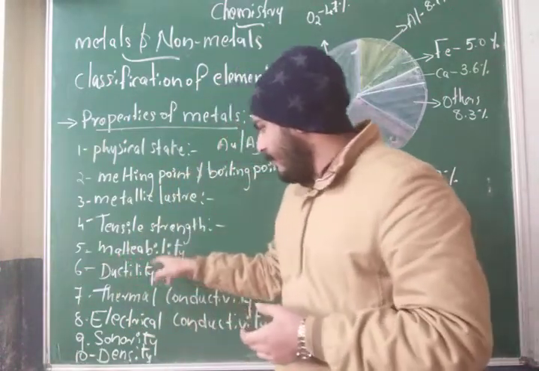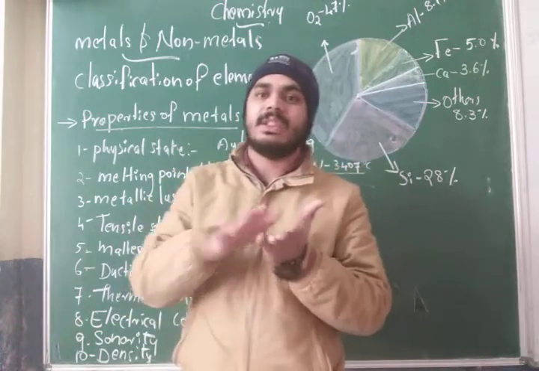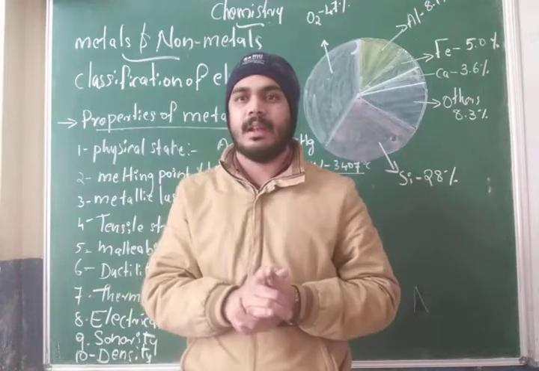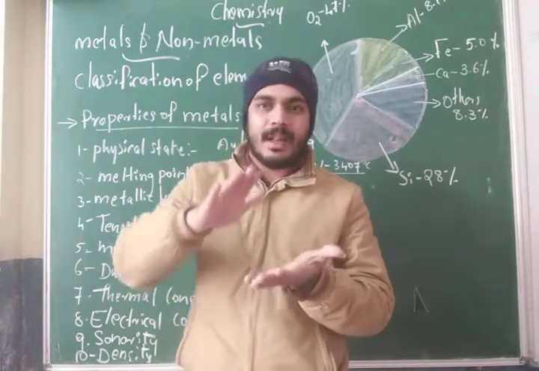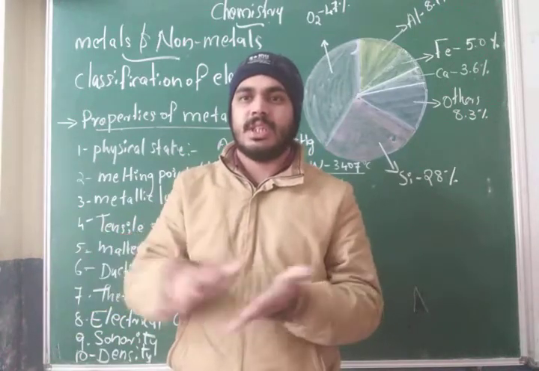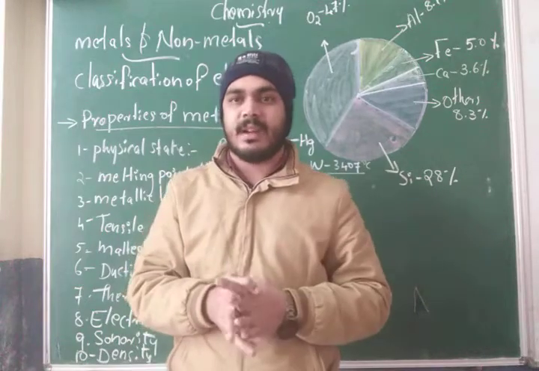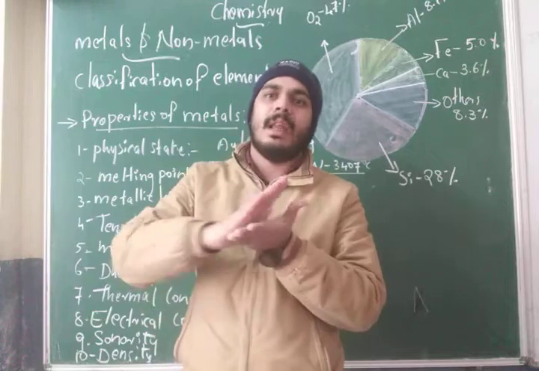And the fifth one, malleability. Malleability means making sheets. Some of the metals have this peculiar character, malleability. By hammering the metals, what happens? They are made into sheets. For example, aluminium is the best example for this. The aluminium also has a malleable character.